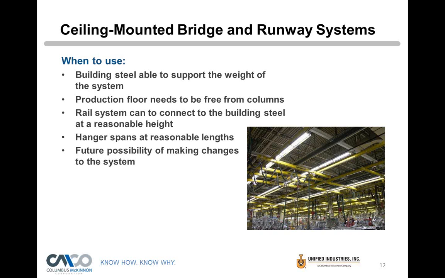Hanger spans should be at reasonable lengths. What that means is you have to connect your system using hangers to the overhead steel. If your steel is spread at 30 or 40 feet, it may just not be a cost-effective solution, and you may have to look at a different option. And then there's the future possibility of making changes to the system. If it's hung up on the overhead steel beams, it's a lot easier to add pieces or take out pieces than if it was a floor-supported structure, which we'll talk about in a little bit.